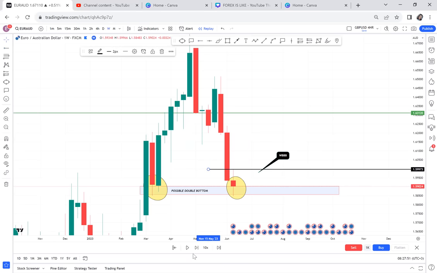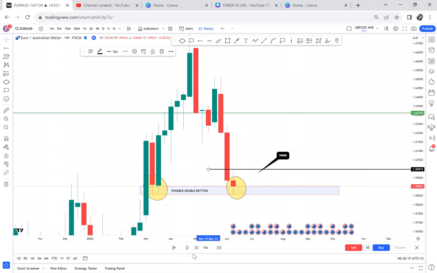So we wait patiently. Now what do advanced traders do? They will go to a lower time frame. They'll try to go to a lower time frame like 4 hour, daily, 2 hours, 1 hour to look for an entry. And they don't understand that this double bottom is on the weekly. So confirmation first comes from the weekly. If you want to look for a sniper entry, there's a difference between a sniper entry and entry confirmation.